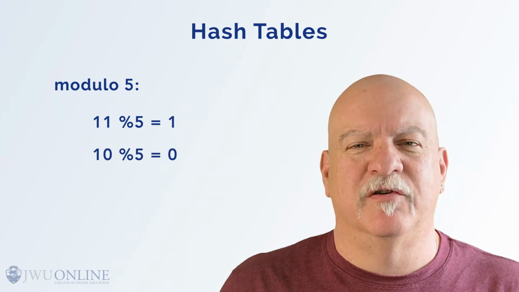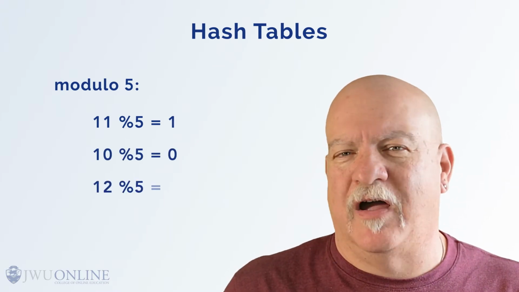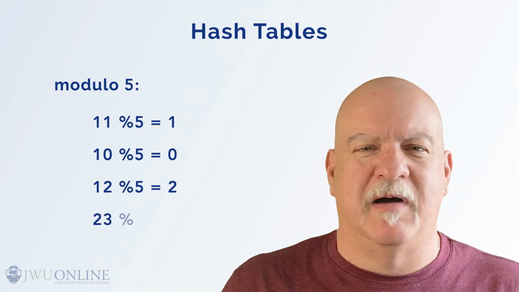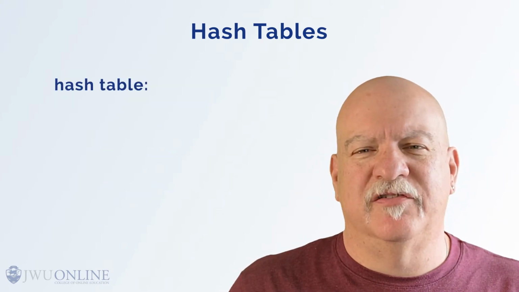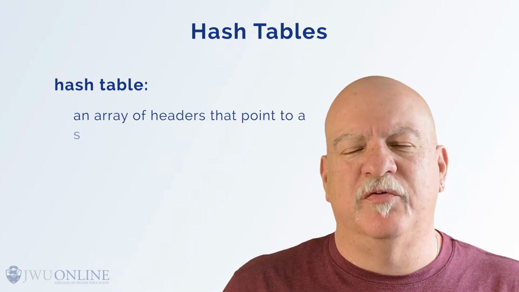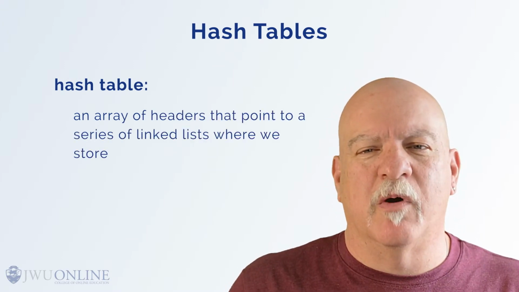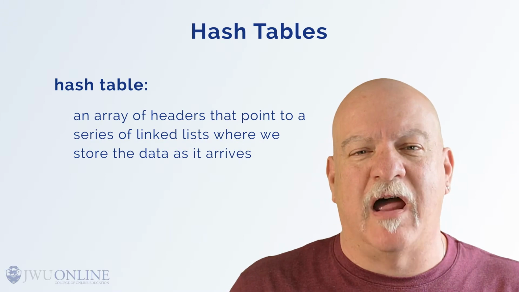10 mod 5 returns 0. 12 mod 5 returns 2. 23 mod 5 returns 3, and so on. A hash table is an array of headers that point to a series of linked lists where we will store the data as it arrives.